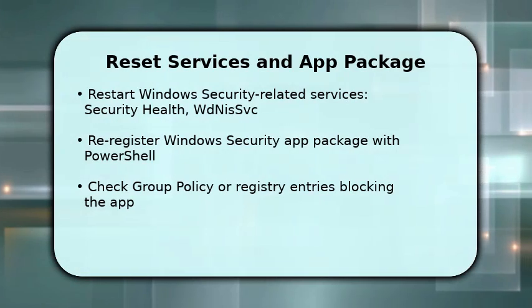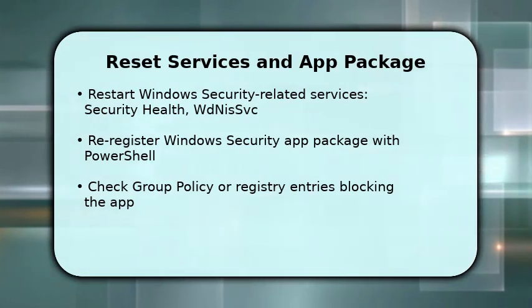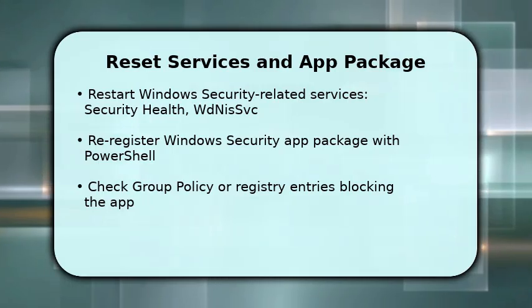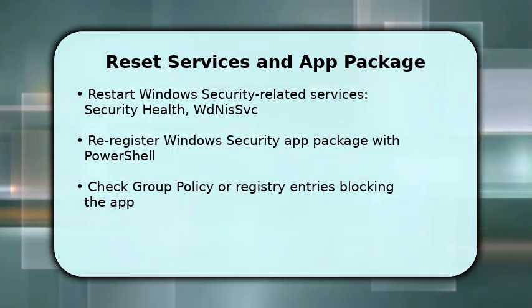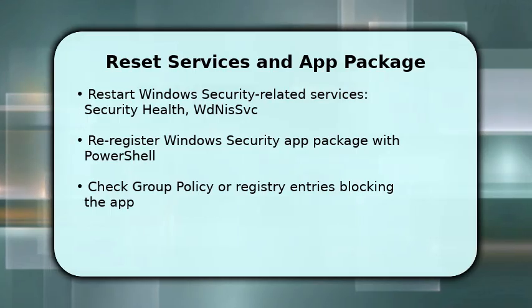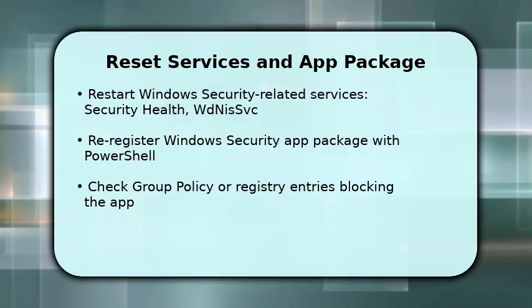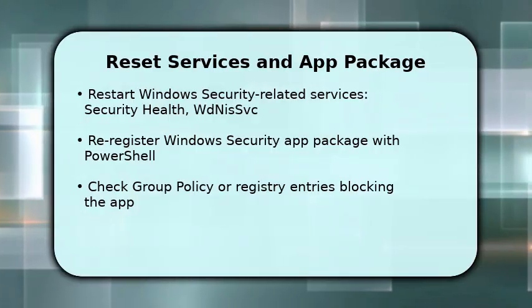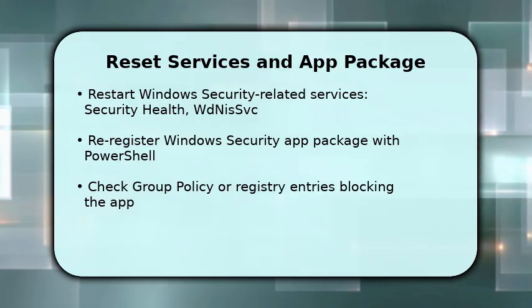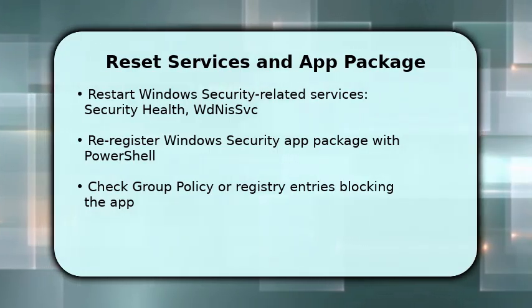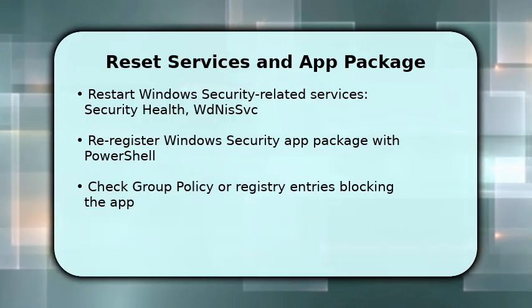Once system files are healthy, you reset services and re-register the app. First, open Services and restart Security Health Service, Windows Defender Antivirus Service, WdNisSvc, and related dependencies. This restores communication. Then run PowerShell as admin, Get-AppxPackage Microsoft.SecHealthUI -AllUsers | Reset, or use Add-AppxPackage to re-register the package.